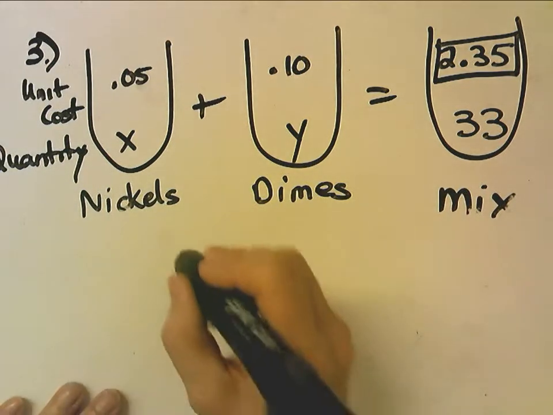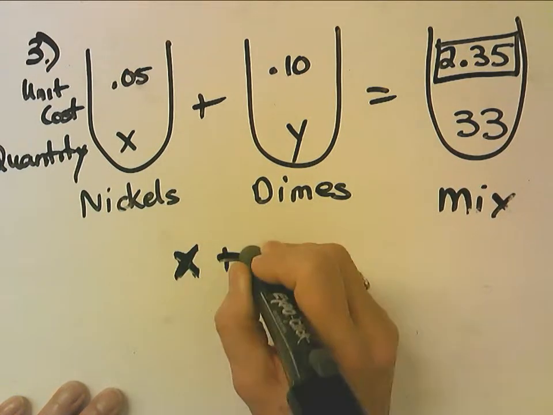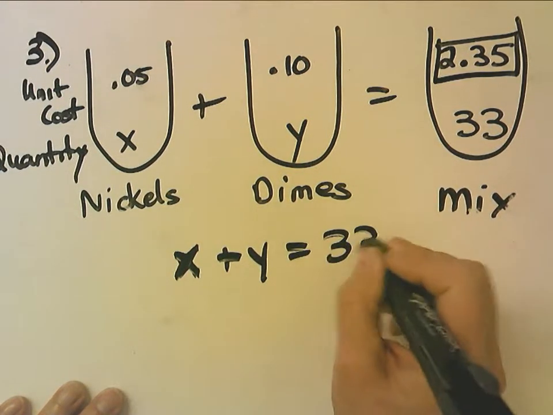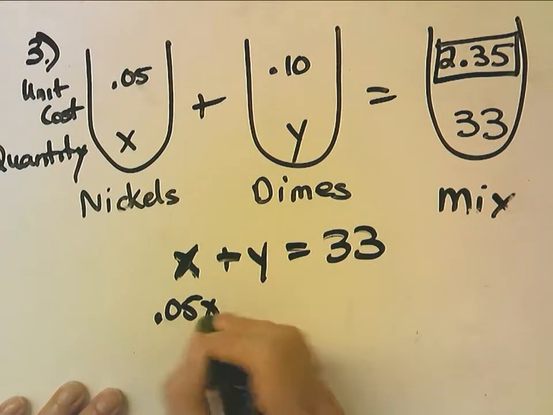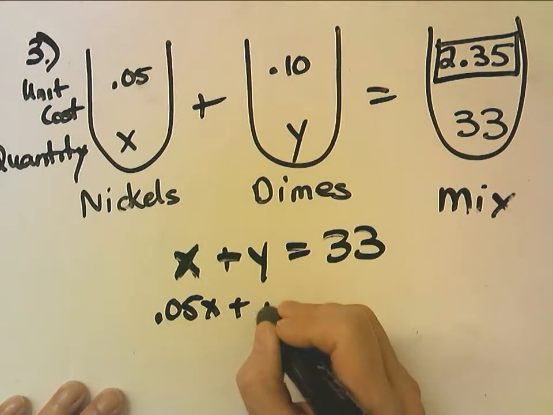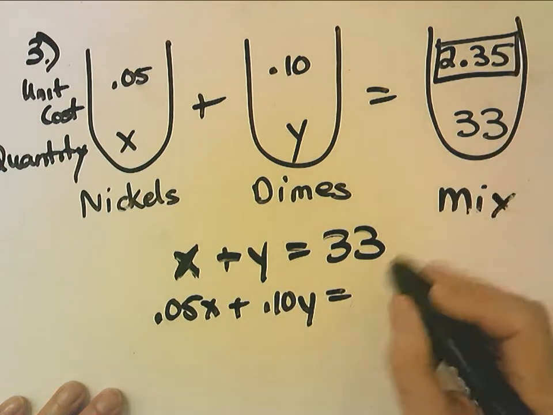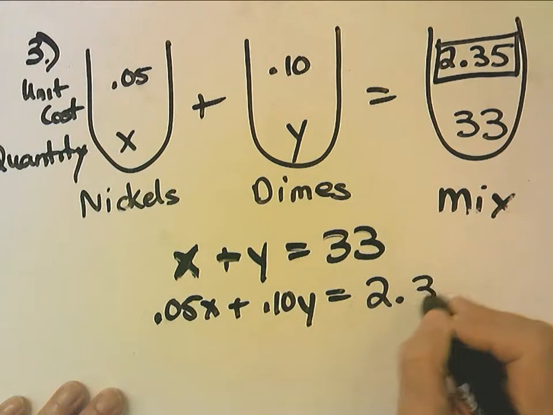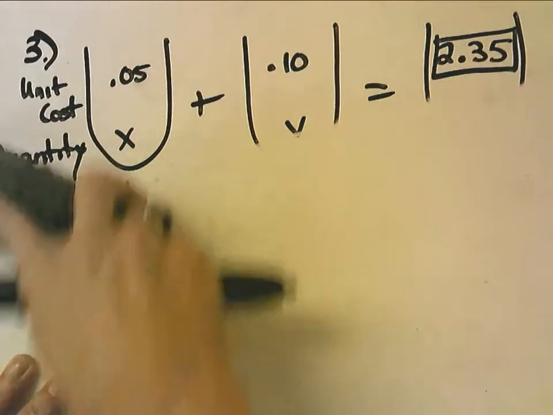So my two equations here will be, well, my quantity equation is x plus y equals 33. And then I do 0.05 times x plus 0.10 times y. And instead of saying 235 times 33, I recognize 235 is already a total. Okay? So I did want to go over that because that is different. Okay? Now, that's it for the dry mixtures.